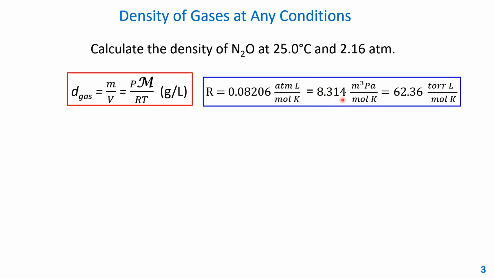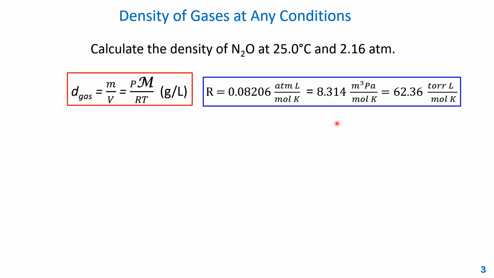But the very commonly used R is actually 0.08206. The unit of pressure is atm and the unit of volume is liter. For all the R values here, the moles unit must be mole and the temperature must be Kelvin. If you use torr as the unit of pressure and liter as the unit of volume, R equals 62.36. So that is the more common R used here, and this is the international one.